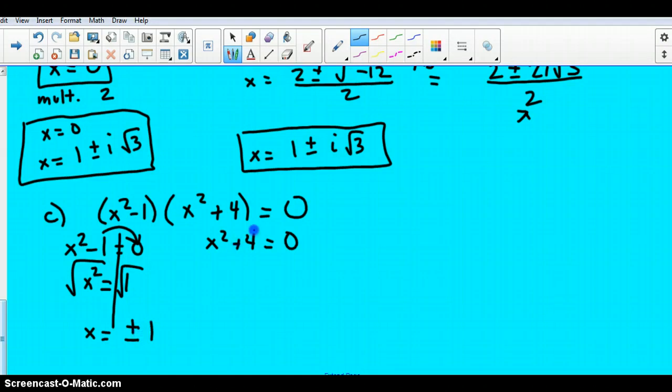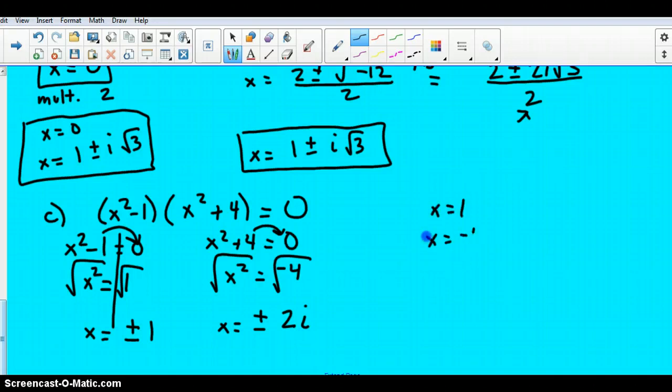Then I move this 4 over by subtracting it. So I get x squared equals negative 4. Take the square root. This time I'm going to have an i, because I have a square root of a negative. I know I'm going to have plus or minus because I'm taking the square root. What is the square root of 4? 2. And what else do I pull out with the 2? i. So my 4 solutions are x equals 1, negative 1, 2i, and negative 2i.